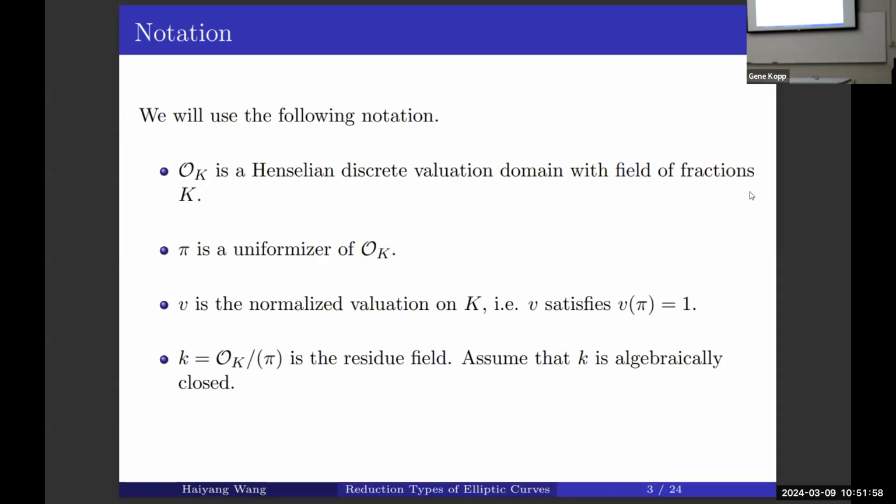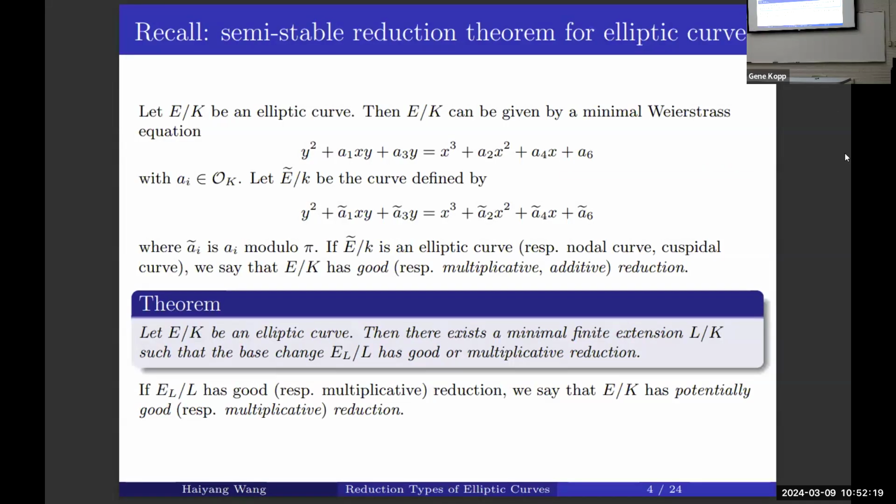We will use the following notation. OK is a Henselian discrete valuation domain with field of fractions K. Pi is a uniformizer. V is a normalized valuation on K. And little k is the residue field. We will assume that little k is algebraically closed. Let E over K be an elliptic curve given by this minimal Weierstrass equation.